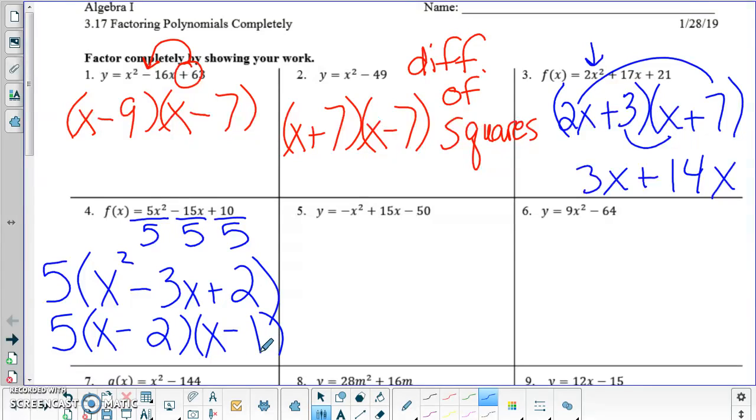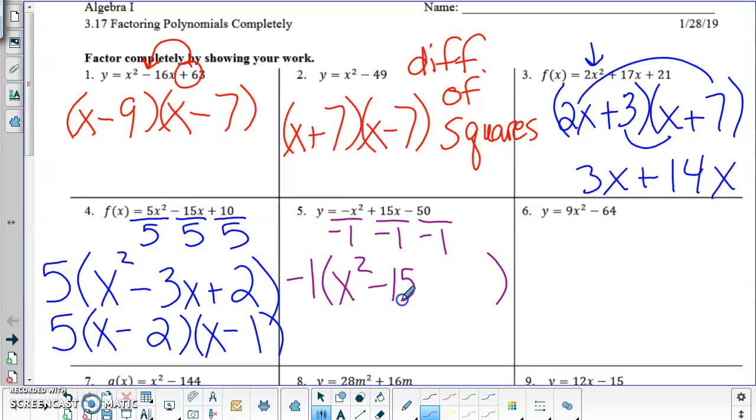All right, number 5, whenever you start with a negative, the first thing you have to do is divide by negative 1. I never want a negative 1 in front of the variable. So the negative 1 comes out in front of the parentheses. So negative x squared divided by negative 1 is positive x squared. Positive 15x divided by negative 1 is negative 15x. And then negative 50 divided by negative 1 is positive 50.